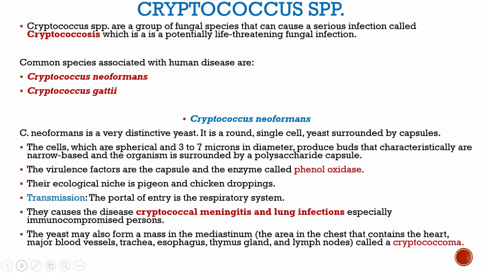So the next one we're going to talk about is the Cryptococcus species. Cryptococcus are still yeasts, which are a group of fungal species that can cause a serious infection called cryptococcosis, which is a potentially life-threatening fungal infection. In humans, there are basically two major species that cause disease: number one is Cryptococcus neoformans, and the other is Cryptococcus gattii.